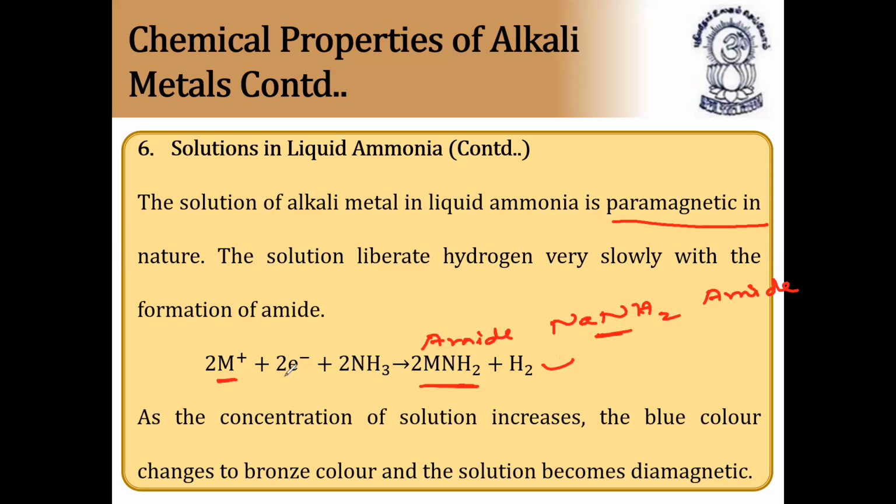So this is M plus electron plus ammonia forms amide plus hydrogen gas. As the concentration of solution increases, the blue color changes to bronze color and the solution becomes diamagnetic. Very, very important. Diamagnetic means no unpaired electrons, weakly repelled by magnetic field. Paramagnetic means highly attracted towards magnetic field, and diamagnetic means weakly repelled by magnetic field.